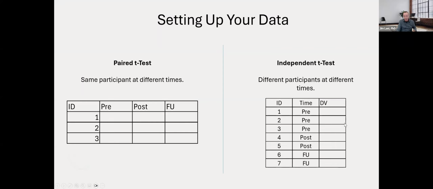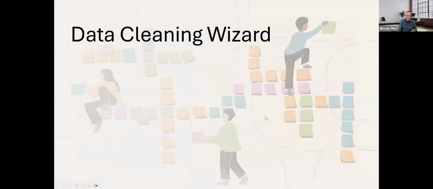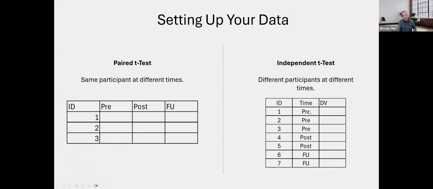You're looking at some outcome variable by different groups: folks at pre, folks at post, folks at follow-up. By the way, I should have said that this could have been a control group, an experimental group, or an intervention group and a control group. Maybe that's a better way of looking at that stacking.